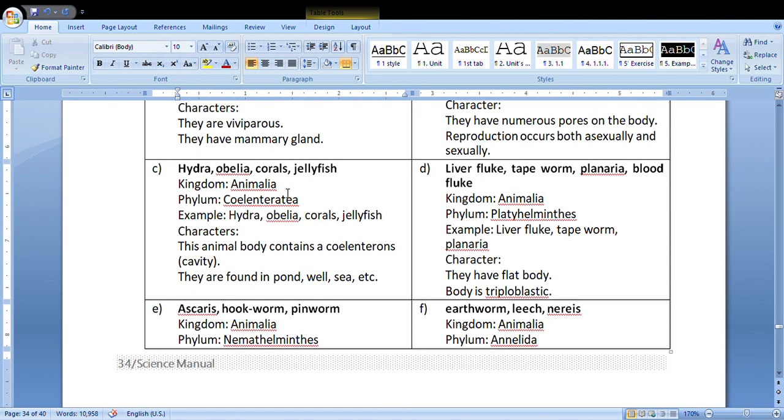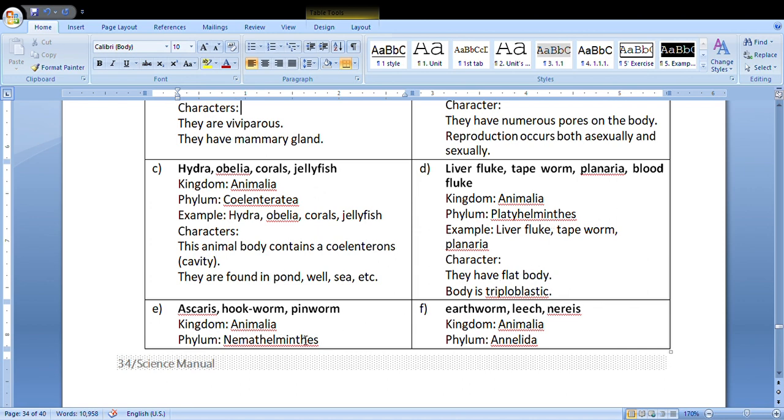Similarly, Hydra, Obelia, coral, jellyfish, they all are coelenterates. So kingdom Animalia, phylum Coelenterata. Example Hydra, they have coelenteron, meaning hollow cavity in their body. Liver fluke, tapeworm, planaria, blood fluke, they all lie in phylum Platyhelminthes. So kingdom Animalia, phylum Platyhelminthes, they have a flat body.